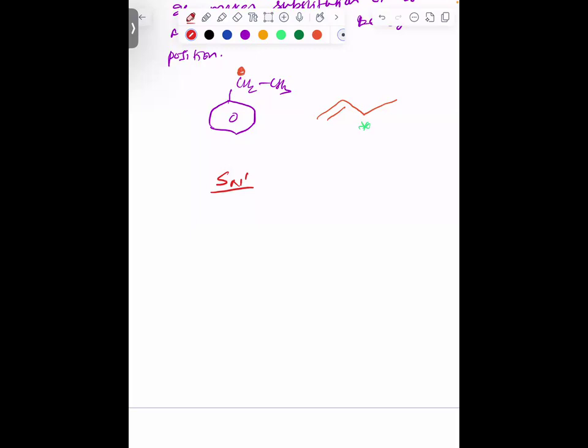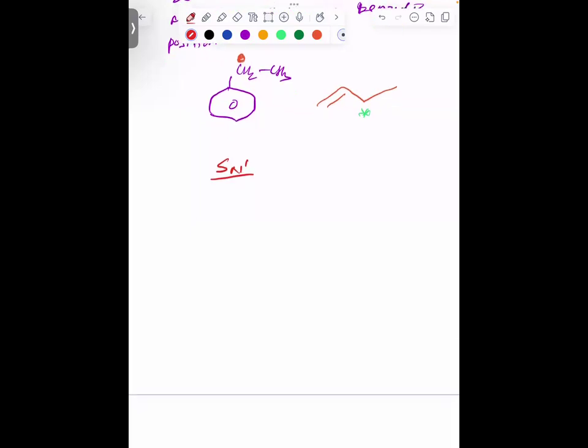Now the factors affecting the SN1 reaction. First, the nature of the haloalkane. This reaction goes through the formation of a carbocation intermediate. The more stable the carbocation, the more easily it can be formed, and hence the more reactive the haloalkane.